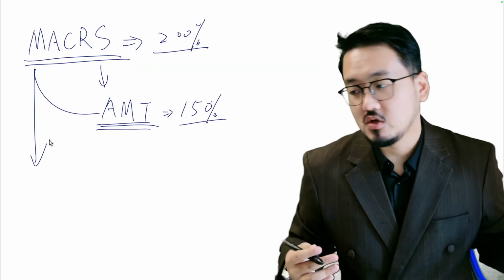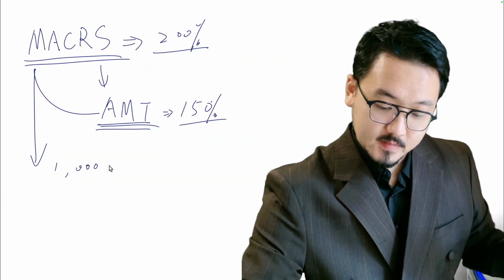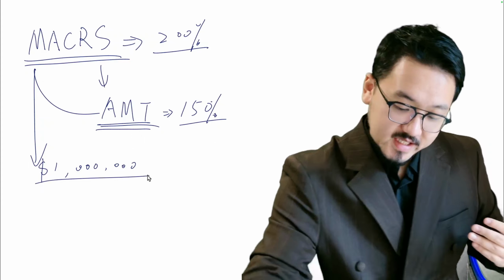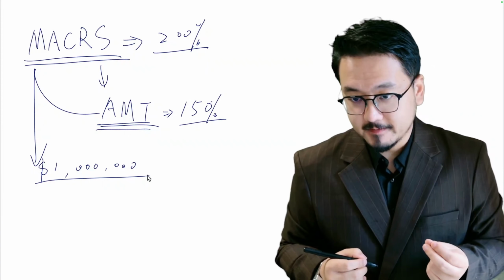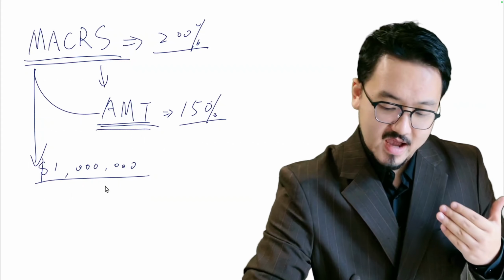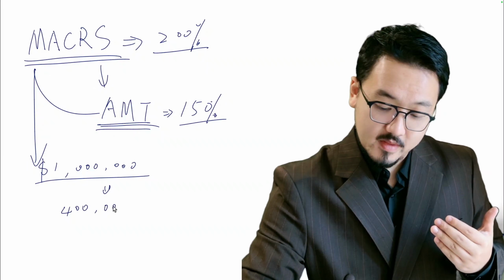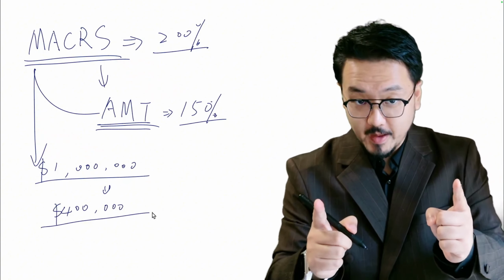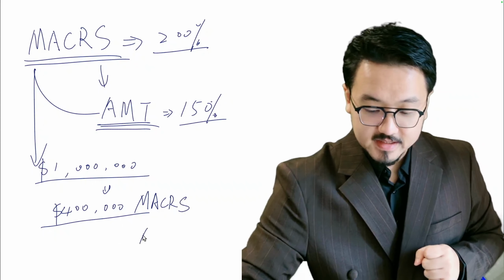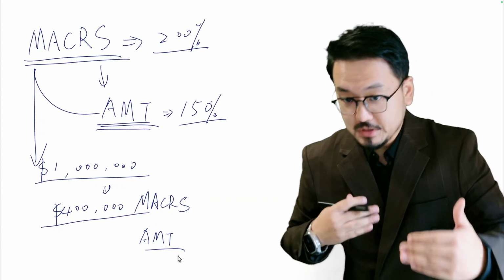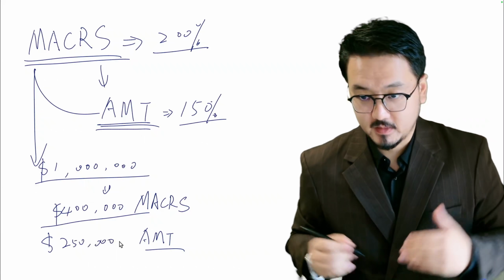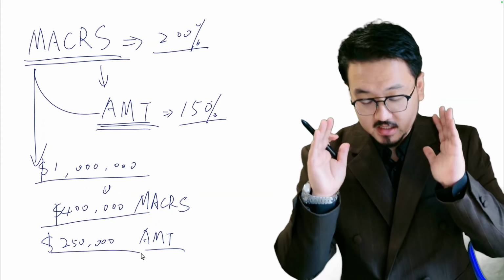Let me give you some numbers to make it easier to understand. For example, you bought $1 million of equipment as an investment. If you're using the regular tax law under MACRS, let me use an imaginary scenario, you might deduct, I don't know, $400,000 in year one. But this is the MACRS rule. Under the AMT rule, you may only be allowed to deduct $250,000, because, as I said, AMT is a slower method.